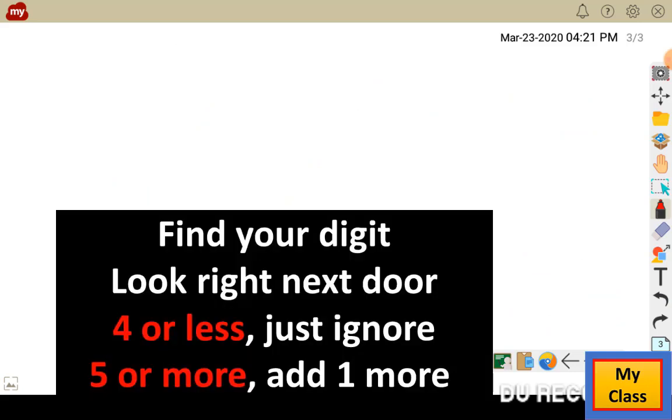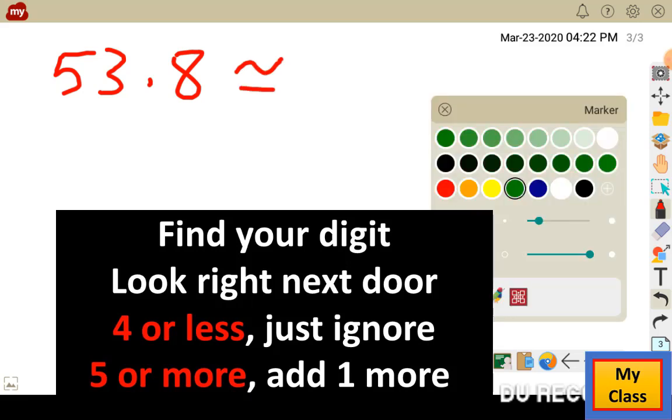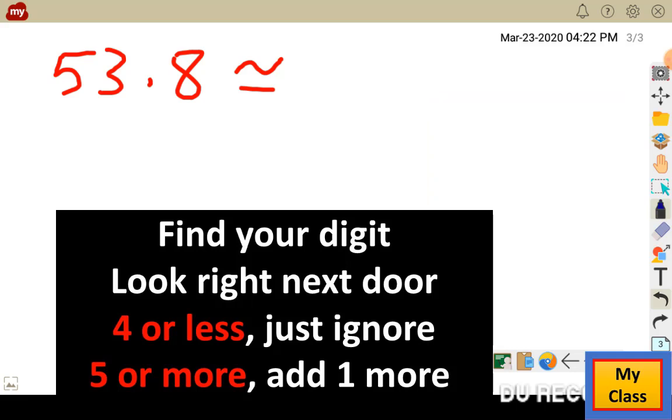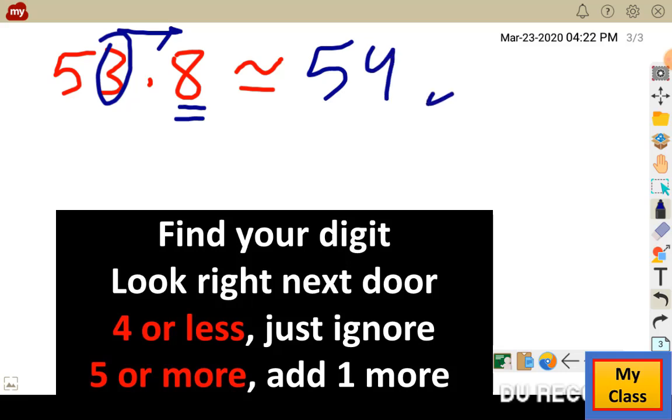Approximate to the nearest unit. To approximate to the nearest unit, we start with this example. 53.8 to the nearest unit. We will use the same rule. Find your digit. This is the units. Look right, next door. 4 or less, just ignore. 5 or more, add one more. This is more than 5, so I'll add one more, and all the others will be 0, so it will be 54. This is it.